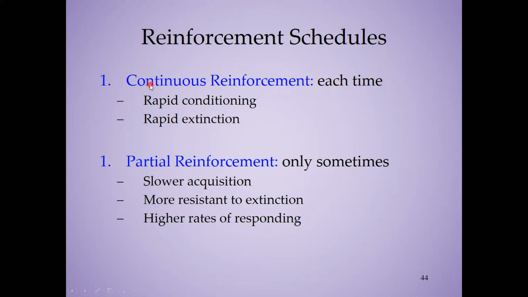So what we get with continuous reinforcement is rapid conditioning. The new behavior will be learned very quickly. The downside, though, is you also get rapid extinction of the behavior. So if the behavior occurs and it does not produce the reinforcement, the person or animal will stop doing that particular action very quickly over time.